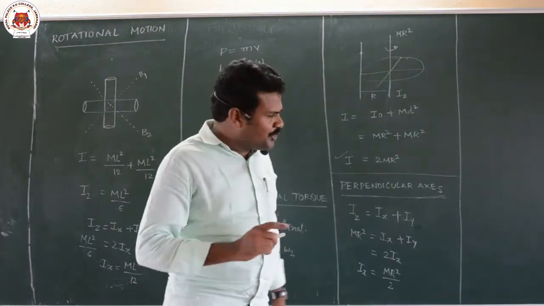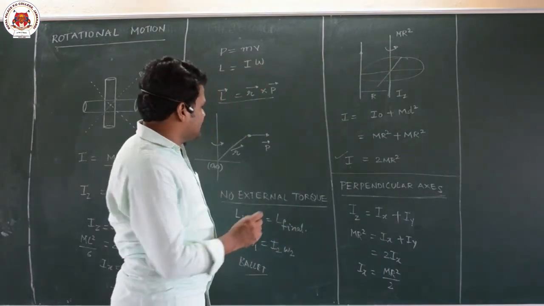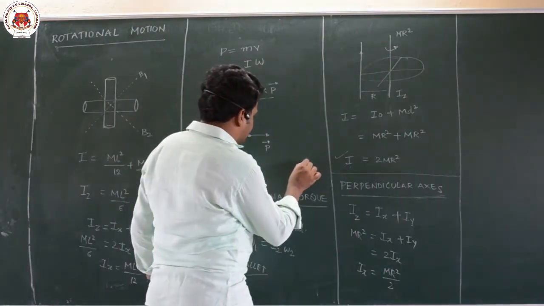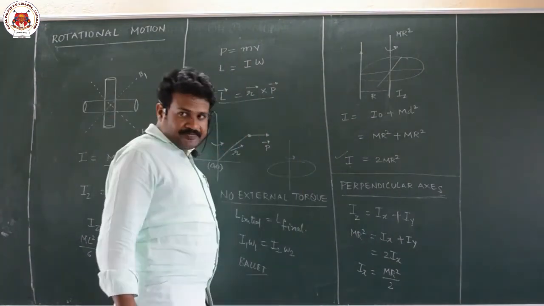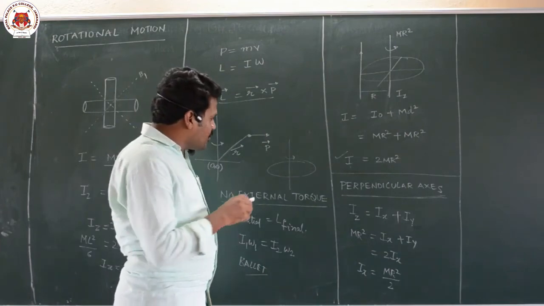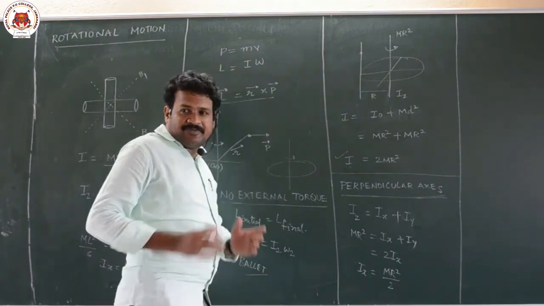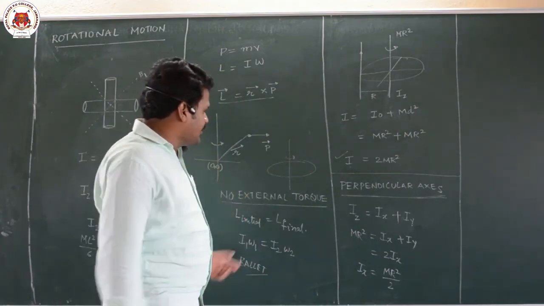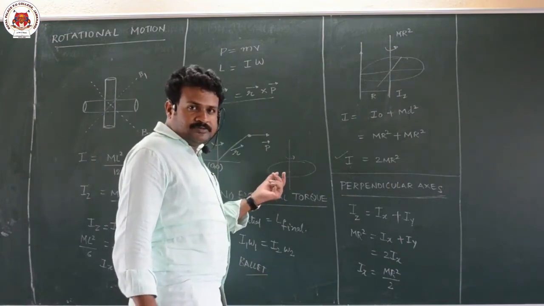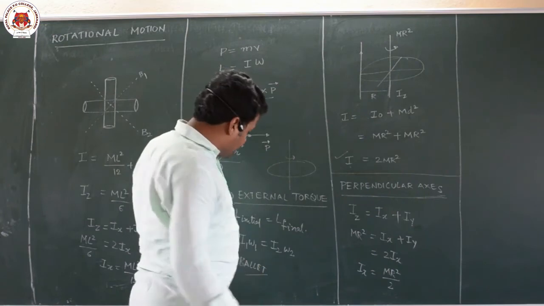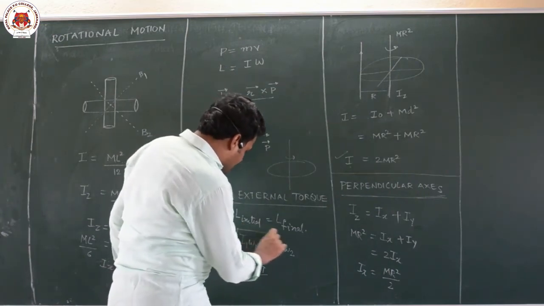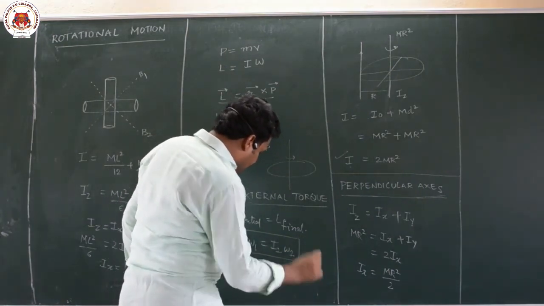Suppose a disc is rotating like this. On the disc, if I keep one more small disc gently, means without applying any torque, then momentum is conserved. Initial momentum is equal to final momentum. That is I1 omega 1 is equal to I2 omega 2.